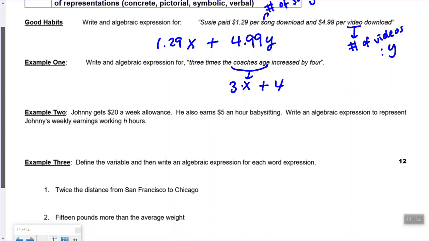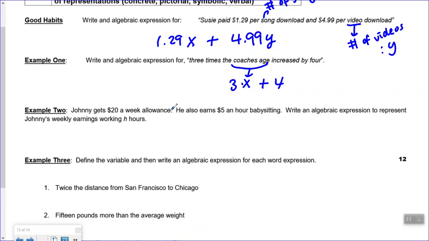Johnny gets $20 a week allowance. So this is something he gets whether he works or not. And he also earns $5 an hour babysitting. Write an algebraic expression to represent Johnny's weekly earnings working 8 hours. So they gave you the variable. So if you work 1 hour, you will make $5.